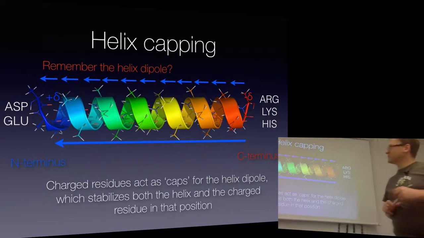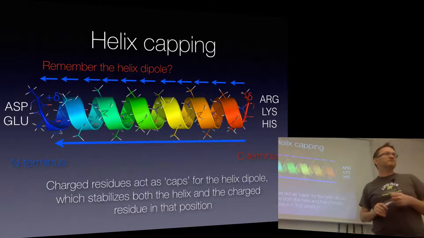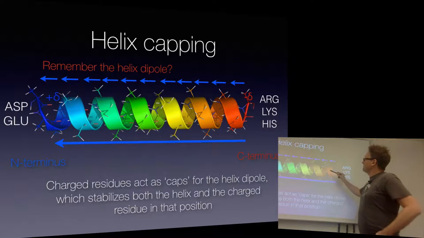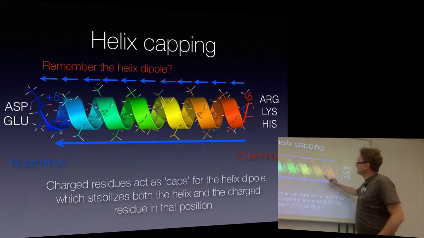In a helix, do you remember that I spoke about the helix dipole? The effect of the helix dipole is that you have all these peptide bonds, which on the inside here, okay, let's see. So here you have an oxygen, and then you have a carbon, and then you see a little bit of blue there, that's a nitrogen, and then I've hidden the hydrogen behind that one.